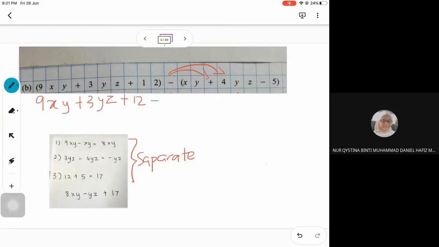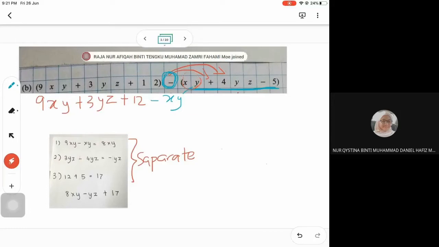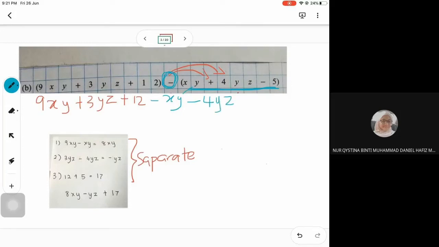minus xy. Okay. Bila kita ada minus in front of the bracket, we must be extra careful, yeah, because the sign of all inside the bracket will have to change. So sini asalnya positive, okay? This xy asalnya positive, bila kita di luar ada negative. So when you open bracket, it becomes negative. The sign will all change. Plus x plus 4yz will become minus 4yz, and minus 5 will become plus 5.